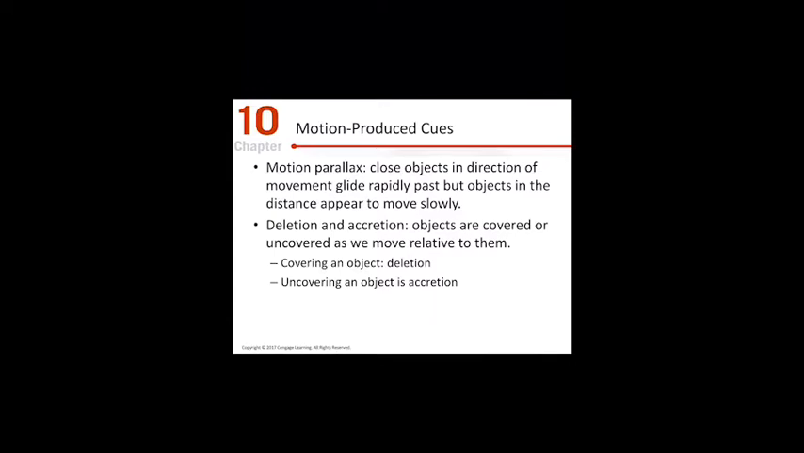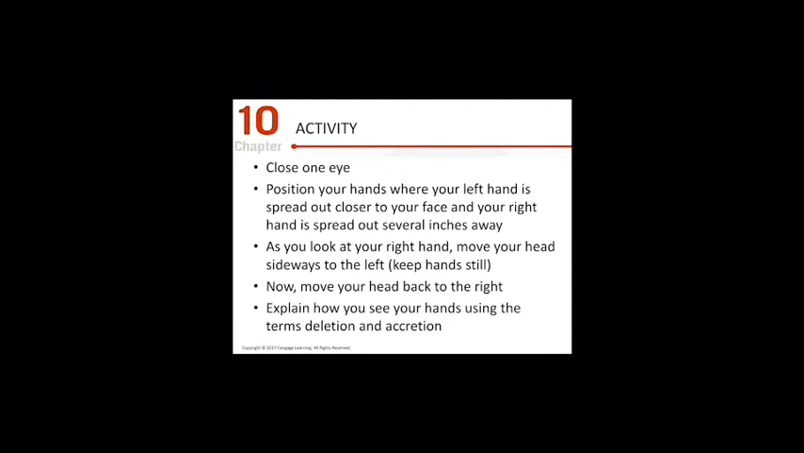Deletion and accretion are, again, motion-based cues where we're seeing objects that are being covered or uncovered as we move relative to them. If you cover an object, that's deletion, and uncovering an object is accretion. And so we can do this during an activity here. If you close one eye and you take your hands and put them up in front of your face, you're going to take your left hand and spread it out closer to your face.